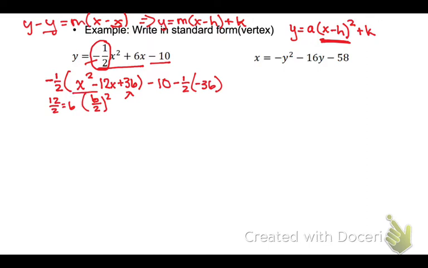We've got to factor this, and then we've got to simplify this. Okay, so a negative and a negative is a positive. Half of 36 is 18. So negative 10 plus 18 is 8. Good job, Bladen. Okay, so plus 8. And then I have negative 1/2.